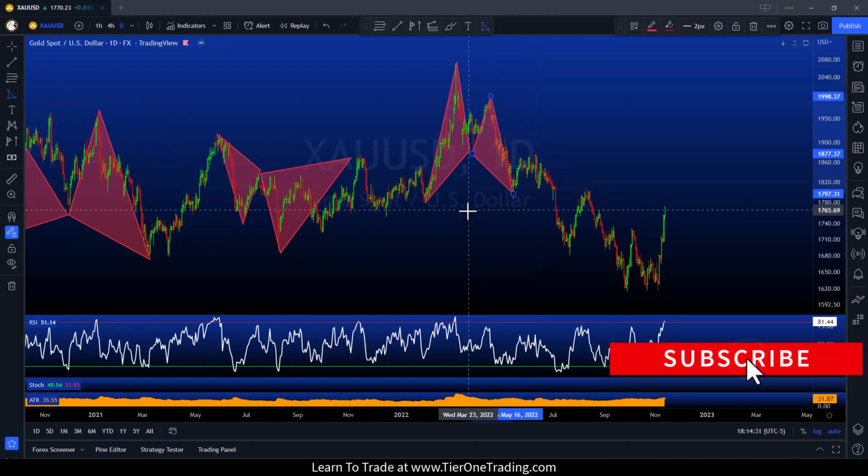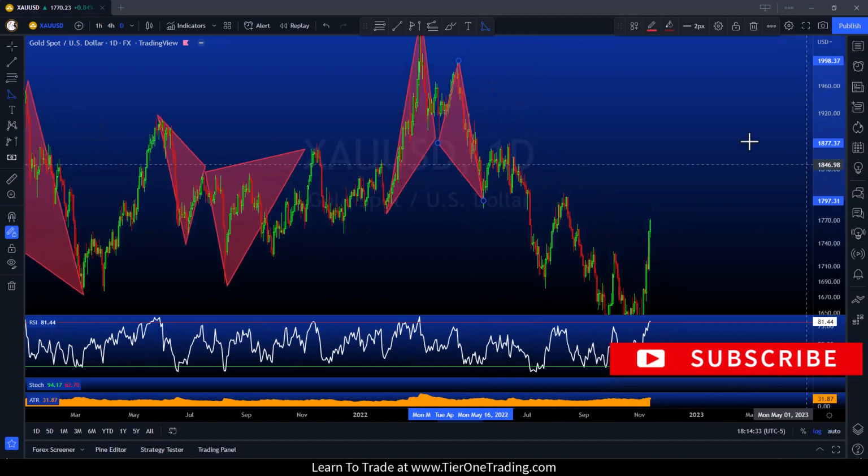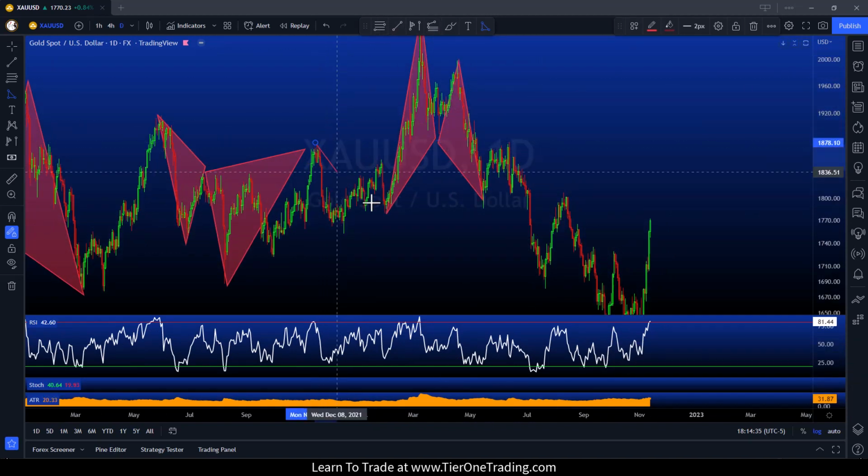You can even make the case, I think I see one more. I'm usually good with my eyes, but we had one more right here. And yeah, look at this. We had a nice little Gartley here. X to A to B, B to C, and C to D. So you can see these things are actually pretty prevalent in the market.